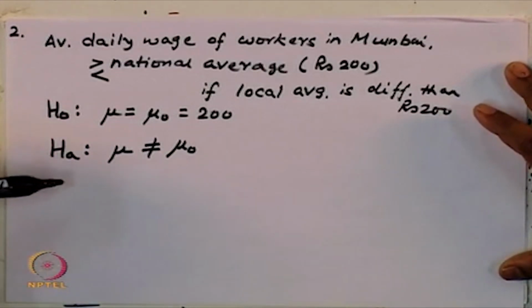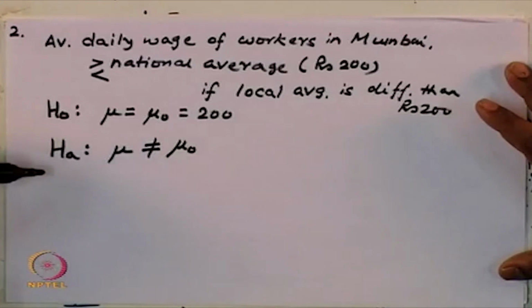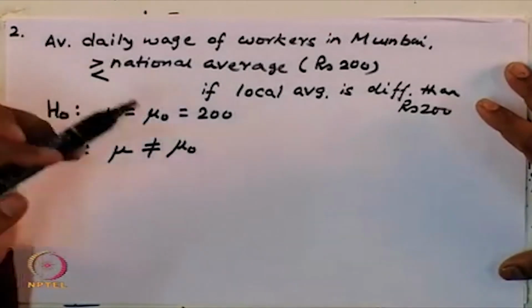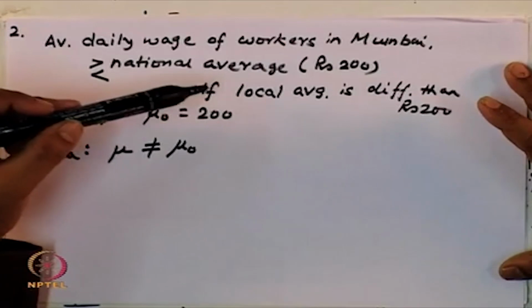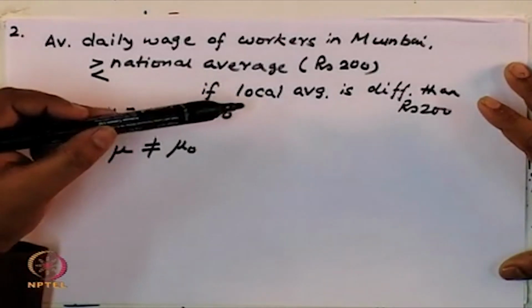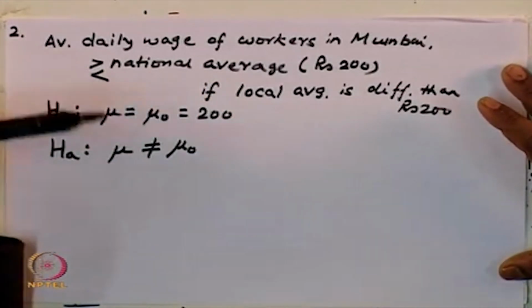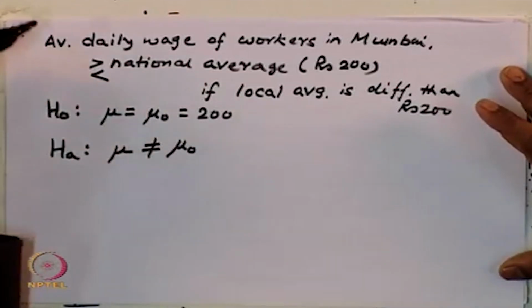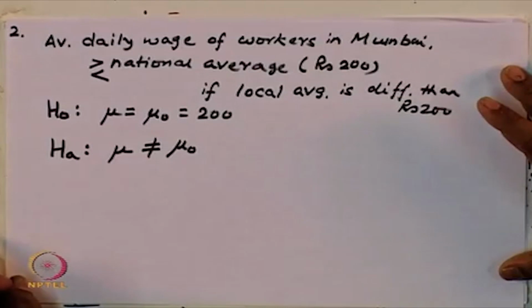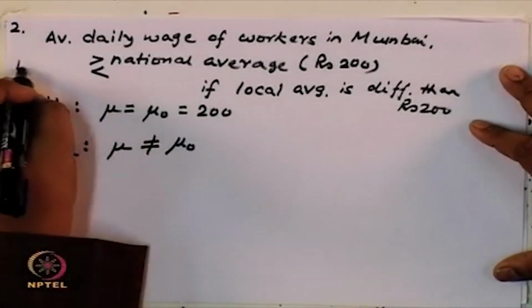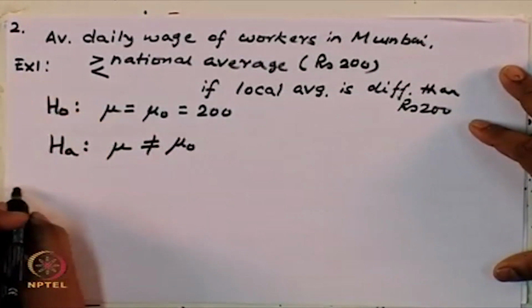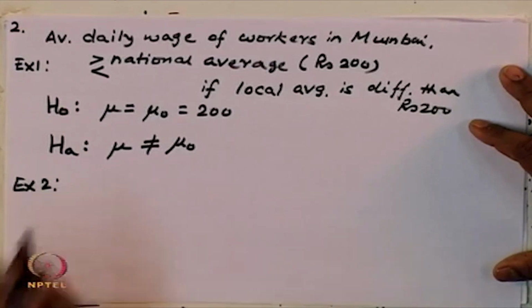What you see in this particular example is that we do not discriminate whether the local average is greater than the national average or lesser than the national average. We want to know whether this average is significantly different from whatever is offered nationally. So, this is example 1. You can have another example, let us say.